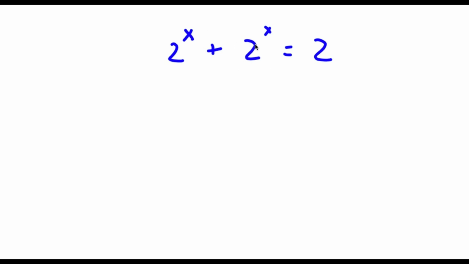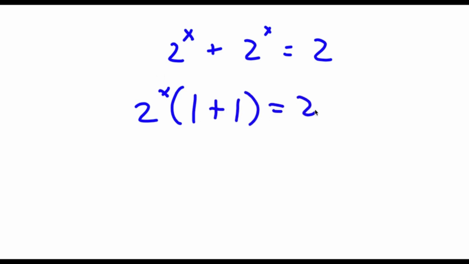Alright, so I have 2 to the power of x plus 2 to the power of x is equal to 2. So now the first thing I'm going to do is, on my left-hand side, I'm going to factor out 2 to the power of x. So now I have 2 to the power of x times, 2 to the power of x divided by 2 to the power of x, that's equal to 1. So I have 2 to the power of x times 1 plus 1 is equal to 2.